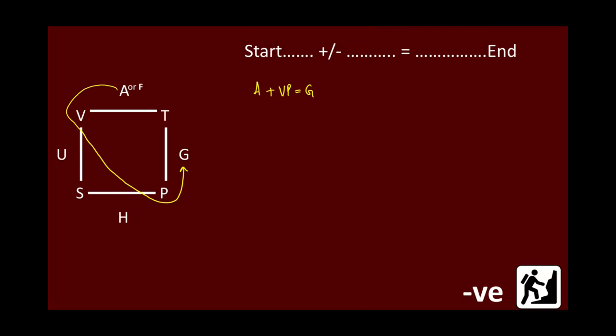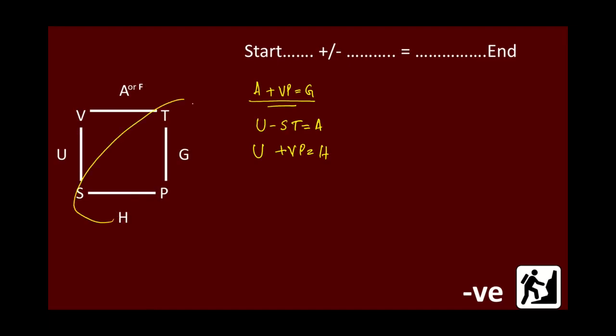A plus VP is equal to G. So currently we have seen A plus VP equals G, and U minus ST equals A. If we go like this, U plus VP equals H, and going like this, we have seen H minus ST is equal to G. Currently we have seen four of these equations.